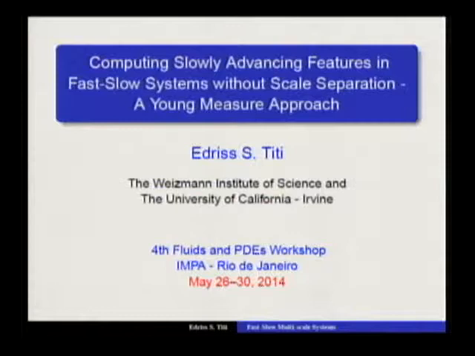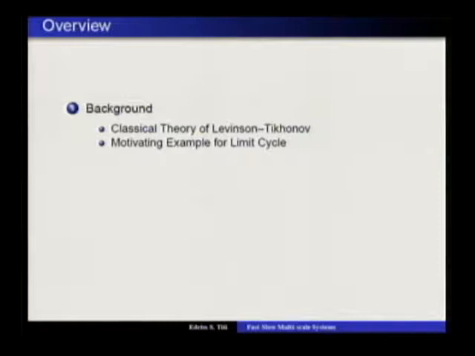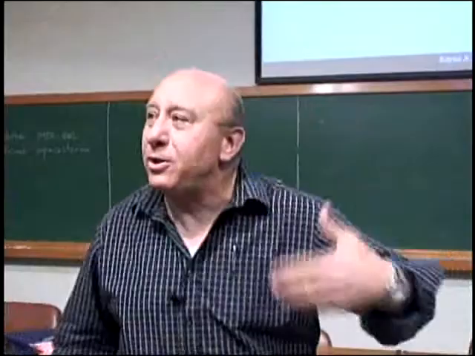Okay, so here's the outline. I'm going to talk about classical theory of Lyapunov-Tikhonov theory. Motivating examples of the limit cycle, because I'm going to slowly move from something simple where I have steady states and everything is nice and beautiful, then bifurcate into a situation where I have limit cycles, and then I'm going to bifurcate into when I have strange attractors and see what's going to happen, because I would like to slowly introduce how this Young measure pops up naturally in this particular situation.